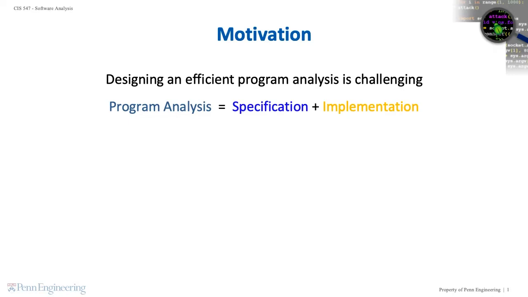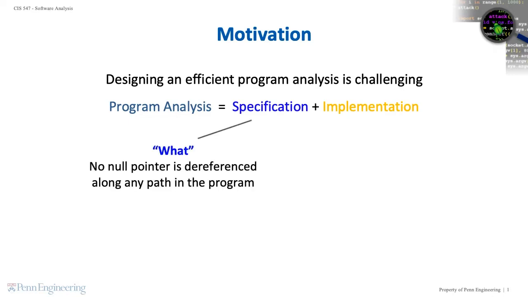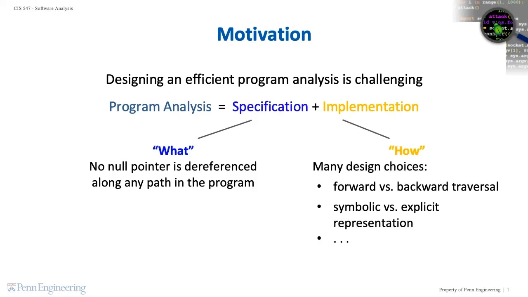For example, in a null pointer dereference checking analysis, the specification might be: no null pointer is dereferenced along any path in the program. As for the implementation, there are many design choices that affect the efficiency of the analysis, such as whether to use a forward versus a backward traversal of the program, whether to use symbolic versus explicit representations of the program state, and many others.